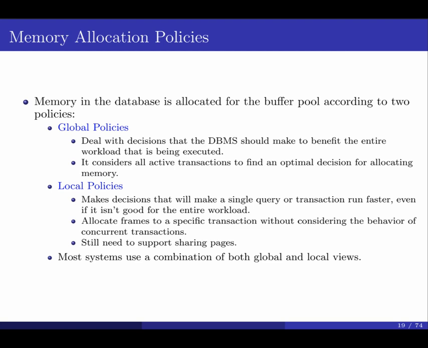For example, I need to allocate memory. When I allocate memory, that means I need to fetch a page. How can you choose which page I need to fetch into the main memory? In other words, do we need to take a look at the entire picture, the whole picture, the global allocation policy?